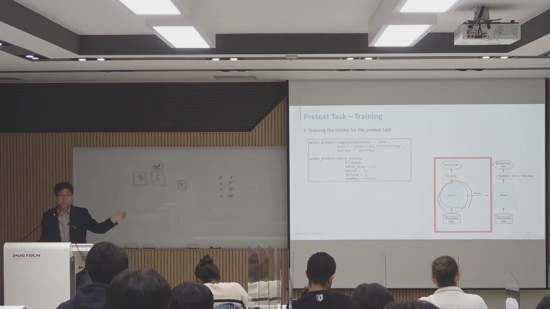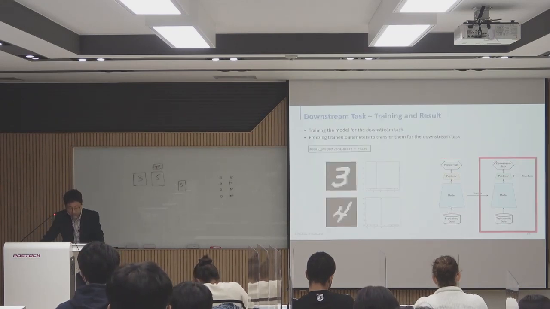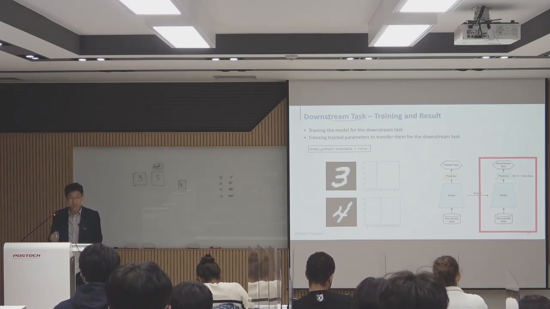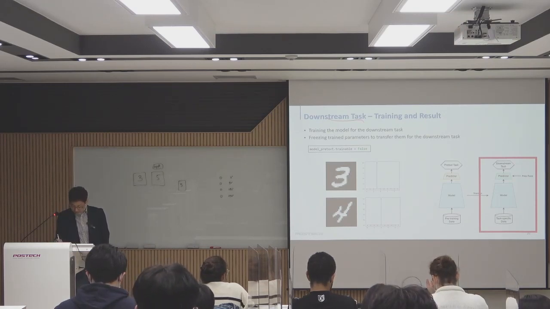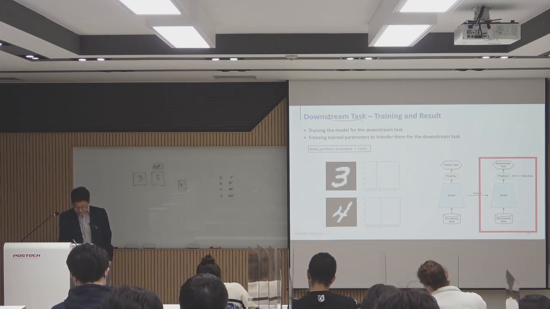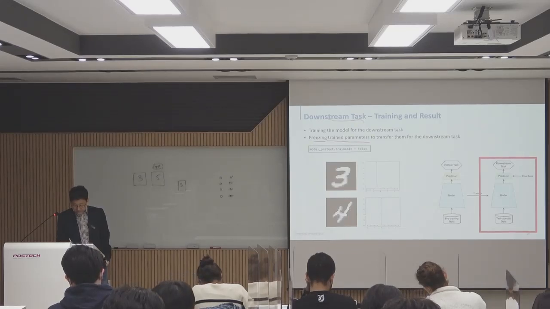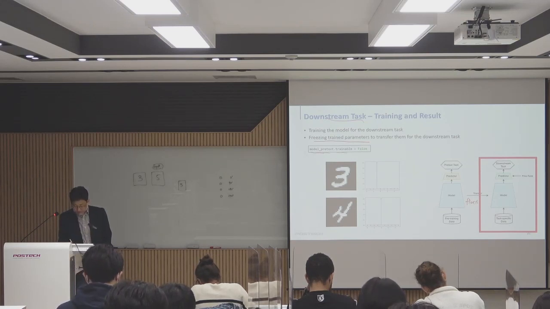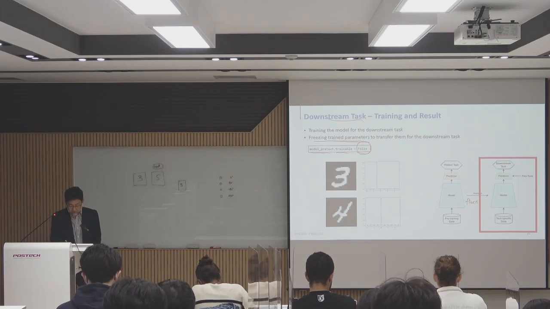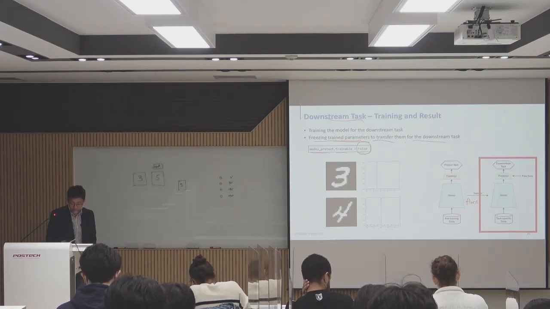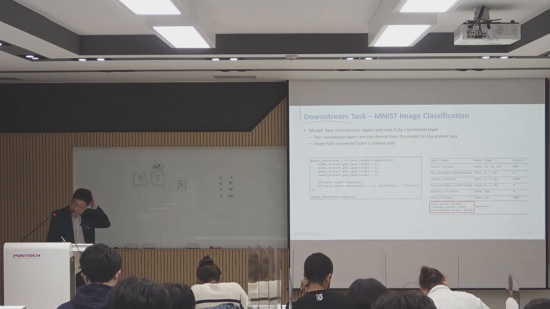Now I want to transfer the knowledge that the model learned from the pretext task. And for the downstream task, now it's another classification problem. Let me see. We freeze the trained parameters, right? We have to fix them. So we set the pretext transfer to false. We're freezing the trained parameters, and then we transfer them to the downstream task, which is the MNIST image classification problem.